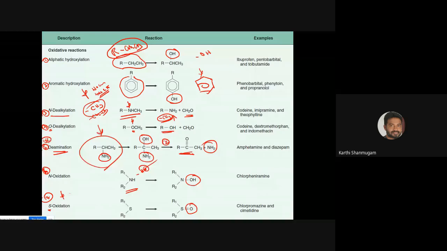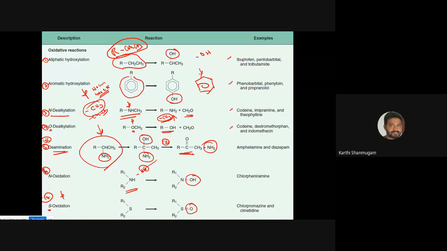So we can say these are the very common reactions that take place in phase 1 metabolism. The corresponding drug molecule is given, right? Whatever reaction I have explained is with the help of a very simple illustration. So you have to refer to some materials for how ibuprofen is undergoing aliphatic hydroxylation, or how propranolol is undergoing aromatic hydroxylation, and so on, right?